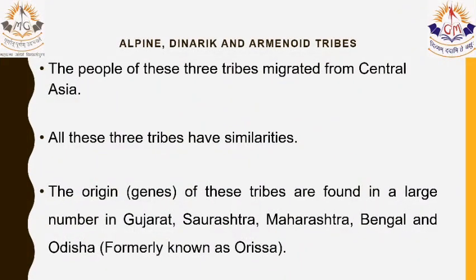Now we have three other tribes that came down from different areas of Central Asia: Alpine, Dinaric, and the Armenoid tribes. The people of these three tribes migrated from Central Asia. All these three tribes have similarity, and the origin, that is the genes of these tribes, are found in large numbers in Gujarat, Saurashtra, Maharashtra, Bengal, Orissa, formerly known as Orissa.